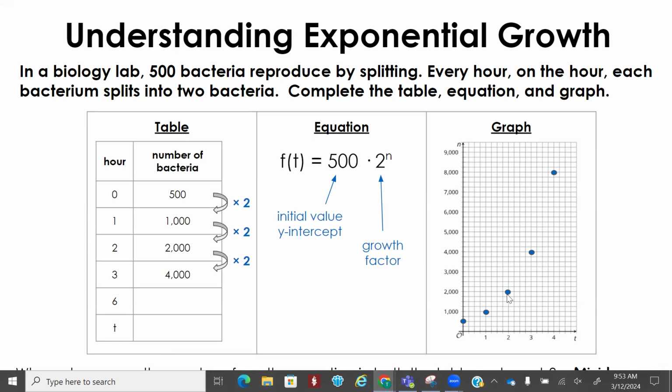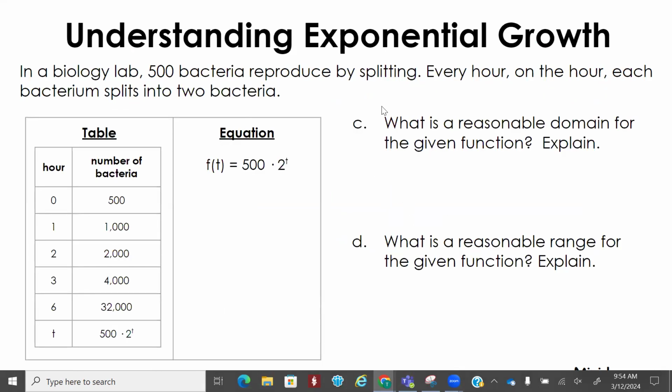And then 2, 2,000 is right here, and then 3, 4,000 is right here. And we can see that if we plugged in 1 into this equation, we would get 1,000. Right? So what I'd like for you to do, oh, sorry, this is still my part. What is a reasonable domain for the given function? So domain is going to come from this section right here, this hour. So what is our lowest domain value?